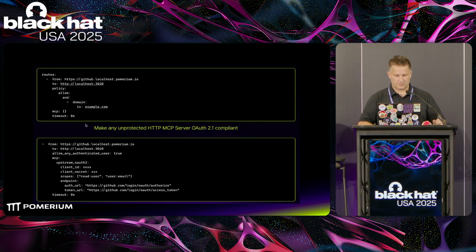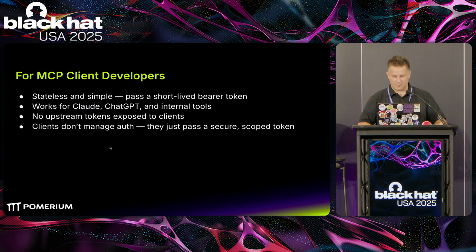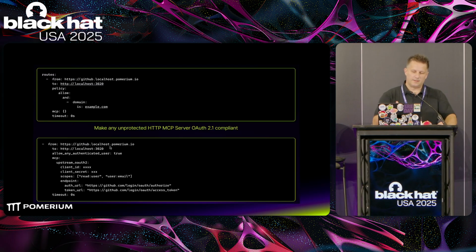Let's see here. I'll just skip through it. I can't zoom in, but if we come back here, you can see, like I was showing you before, the top route is the simplified one where there's no upstream OAuth. But in the bottom one, for example, you'd have your client ID, your secret, some scopes you'd define, and then basically your endpoints for OAuth. And that's kind of the gist of it.